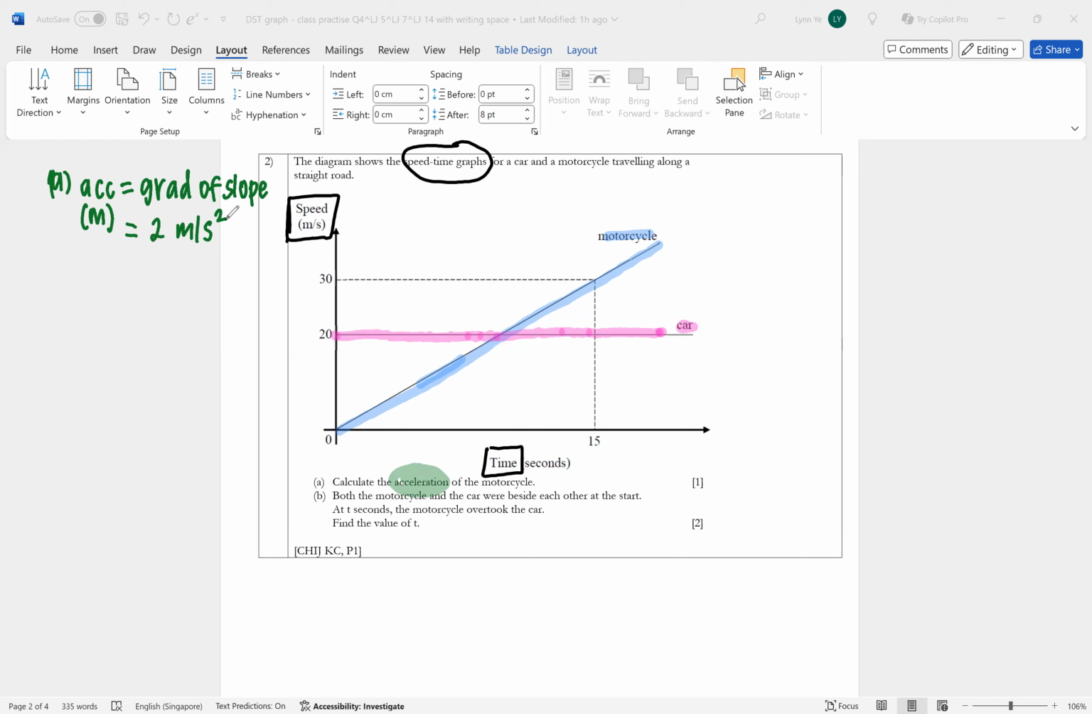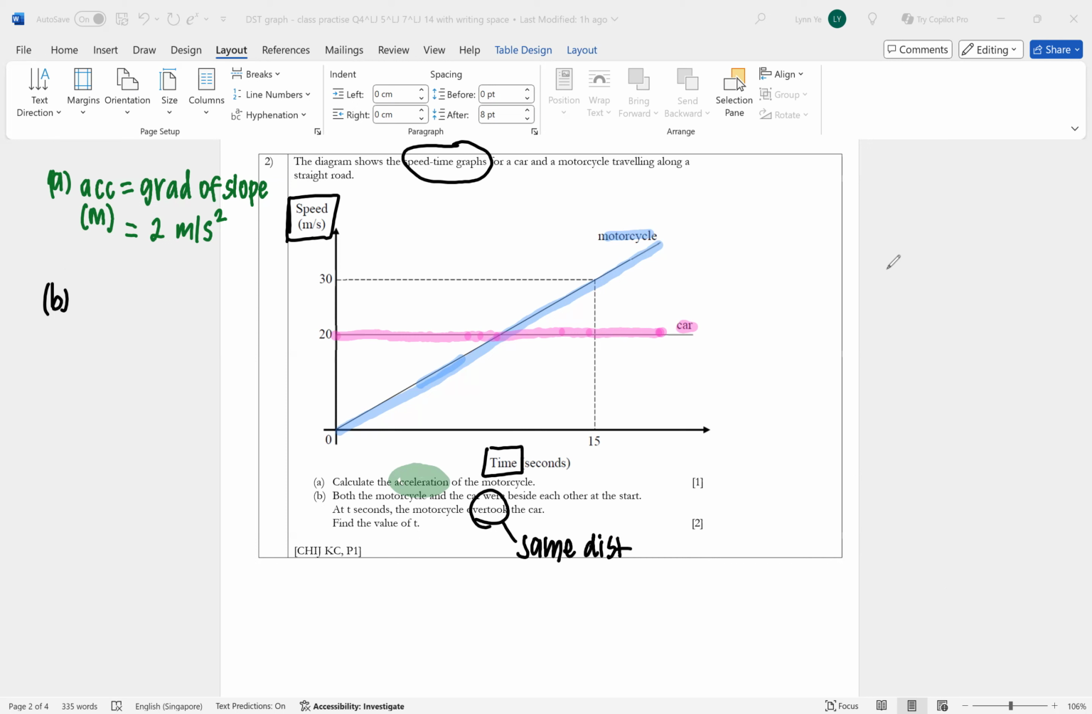So right now, let's move on. They say that both motorcycles and car were beside each other at the start. At T seconds, the motorcycle overtook the car. So to find the overtaking, what do you guys know that we just talked about? Overtaking means what? See, go and skip step. What does overtake mean? Yes, same distance. You need to understand that first.